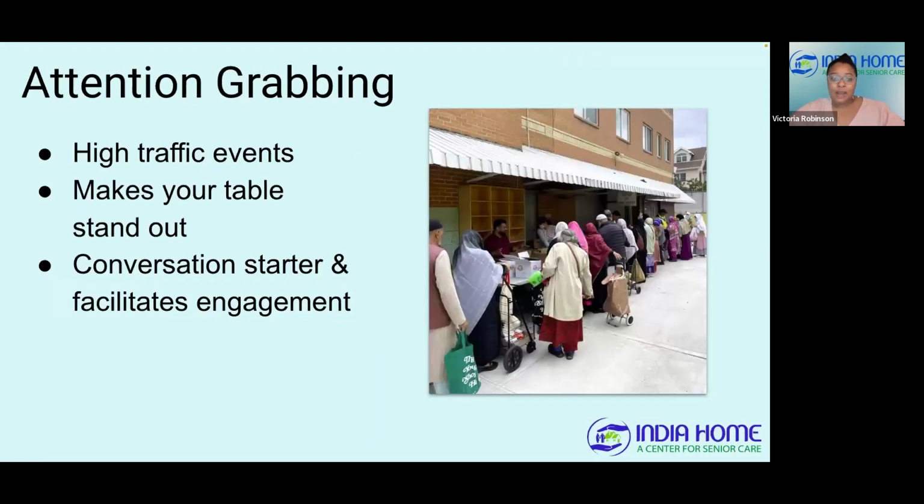For attention grabbing, when going to high traffic areas, meaning there's a lot of foot traffic, having materials displayed on the table or whatever prop you're using at the outreach makes us stand out, and people are more inclined to show curiosity. Then it's easier to start a conversation.